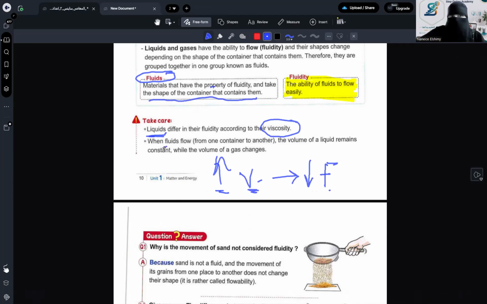when the fluid flows from one container to another, the volume of the liquid remains constant. It doesn't change. Right? When I have 1 liter of milk, it will be the same if you put it in a bottle or if you put it in another container. It will be the same volume. Okay, so volume doesn't change. But the volume of the gas changes when it flows from one container to another.